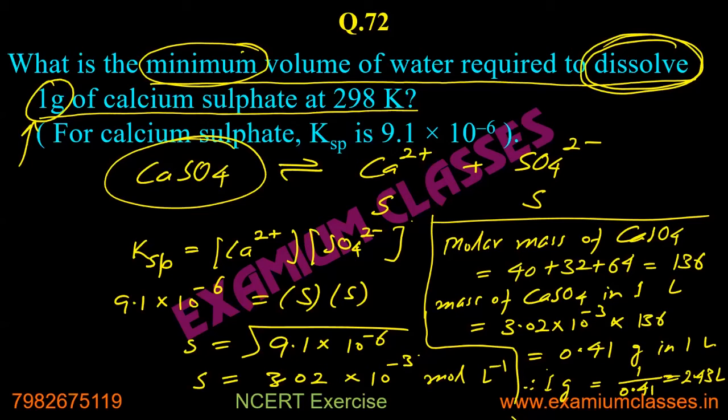We again calculated the solubility. That is, how many moles in 1 liter, converted that to grams in 1 liter. We need to know how many liters will be required to dissolve 1 gram. So as we know that 0.41 gram is dissolved in 1 liter, 1 gram in how much?